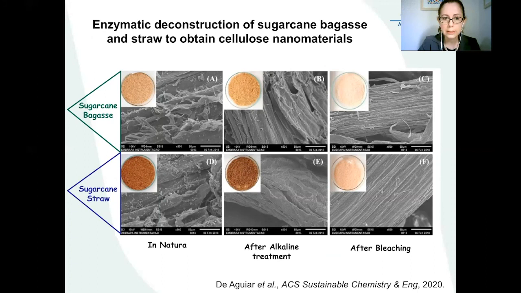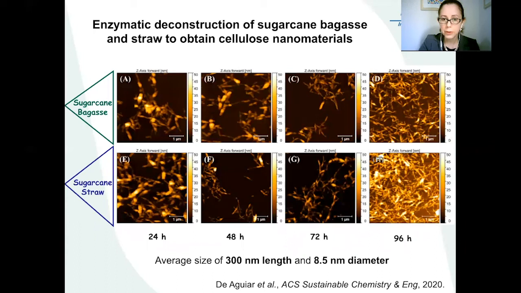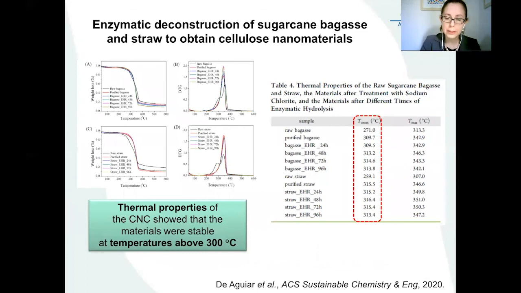And next, the materials were hydrolyzed using the same commercial enzymatic cocktail designed to release soluble sugars. So we also could make sure that a soluble sugar stream was being released and that could be used for ethanol fermentation. And the solid residues from the enzymatic hydrolysis step were then characterized in terms of size, showing an average size that was within the expected range for nanocellulose. And the analysis of the thermal properties of this material showed degradation temperatures above 300 degrees, which also is very interesting, especially for applications, as I mentioned, in the processing of these polymeric materials.